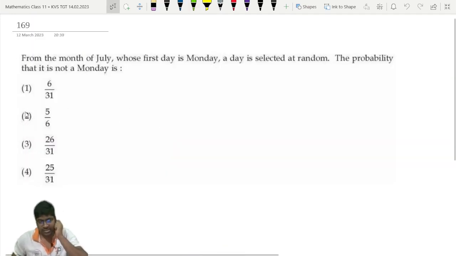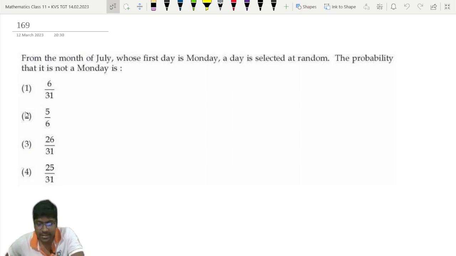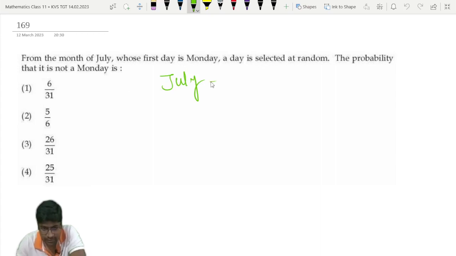Now question number 169 is on the screen. From the month of July, whose first day is Monday, a day is selected at random. The probability that it is not a Monday is what? So month of July, how many days will be there? In July month, total days will be 31.